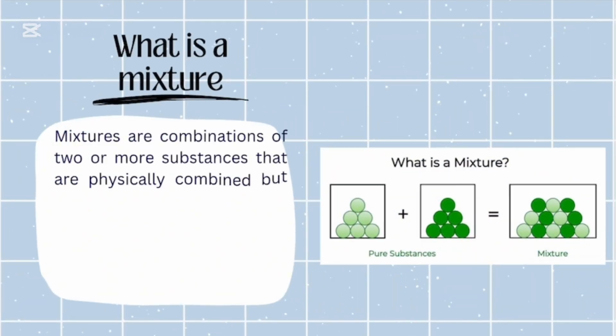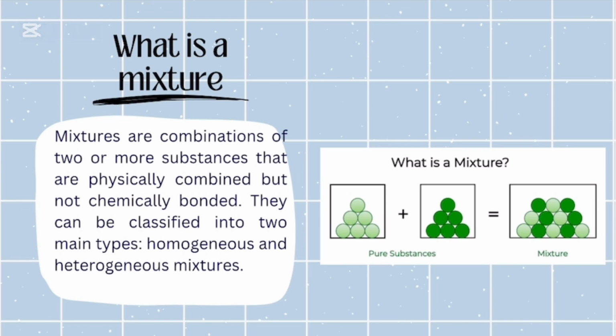First, what is a mixture? Mixtures are a combination of two or more substances that are physically combined but not chemically bonded. They can be classified into two main types, homogeneous and heterogeneous mixtures.